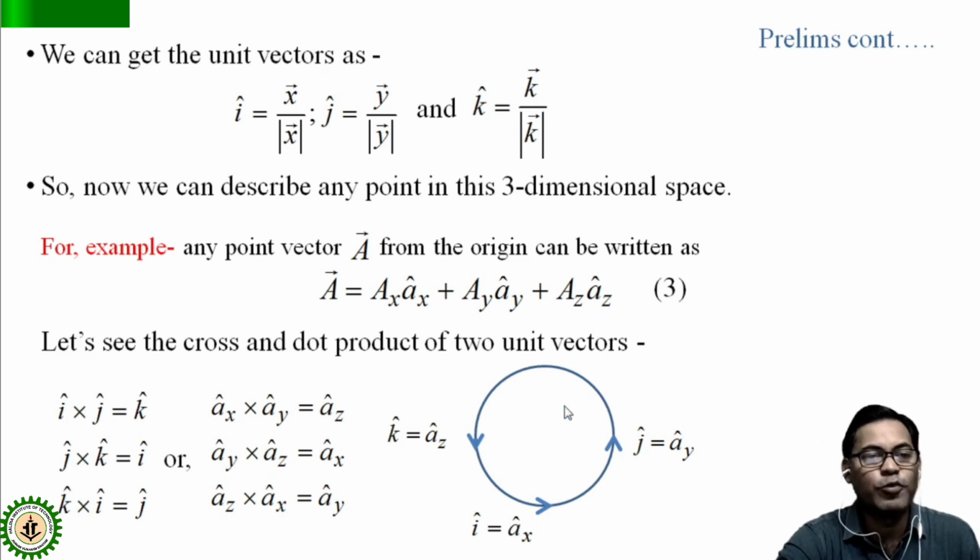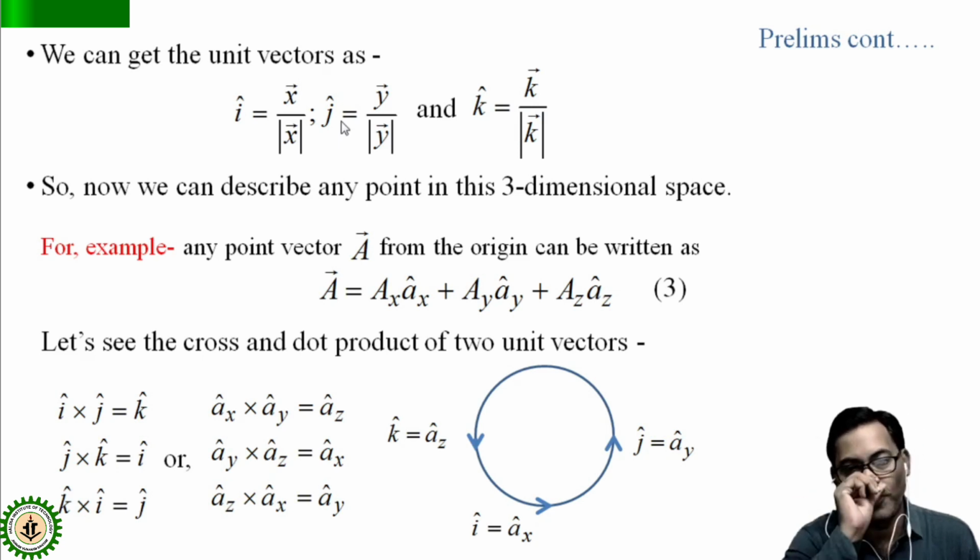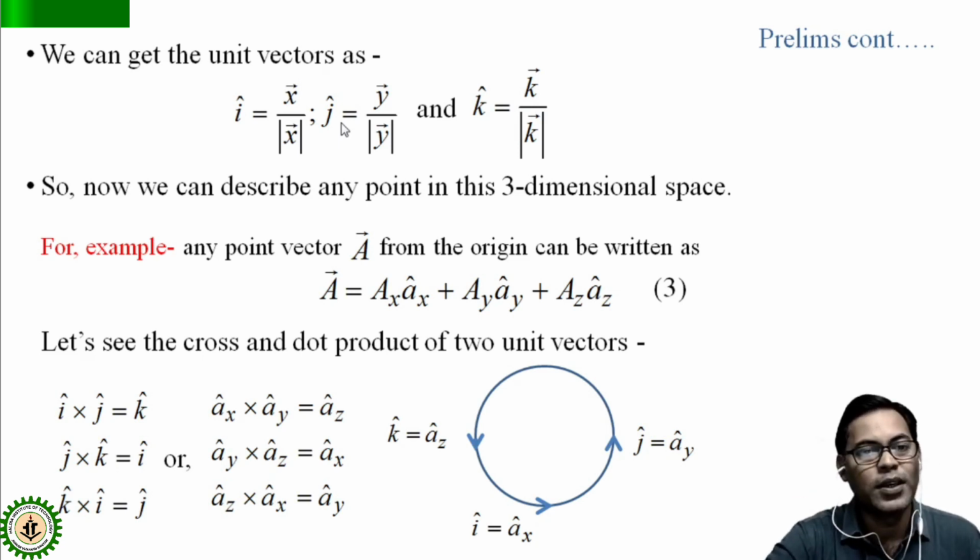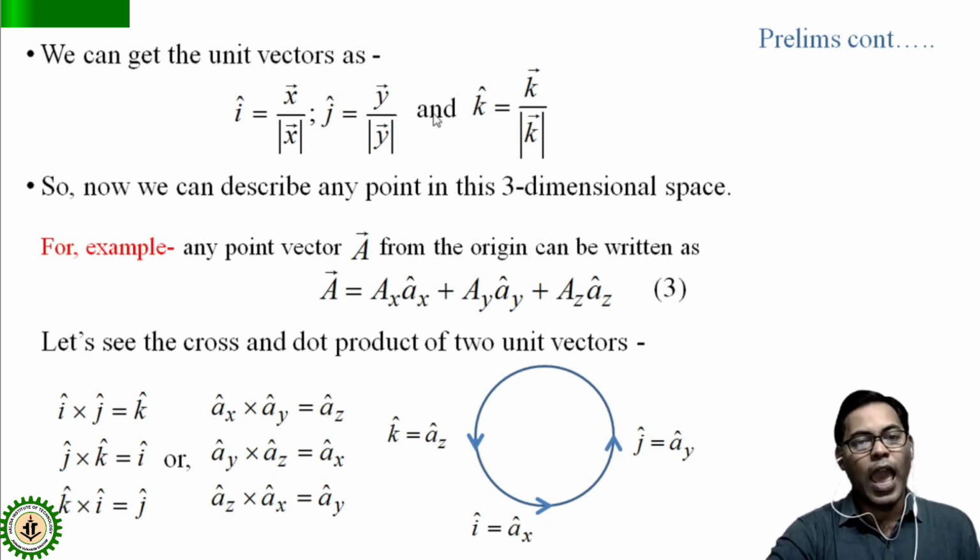Before going to see that, we are going to see the definition of the unit vectors, that is also known to us. The unit vectors i can be calculated as the vector x divided by the magnitude of x, that is mod of vector x. In the same way, j is the vector y divided by mod of vector y, and the unit vector k is the vector k divided by mod of vector k.